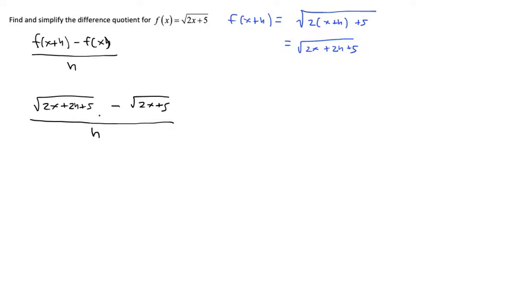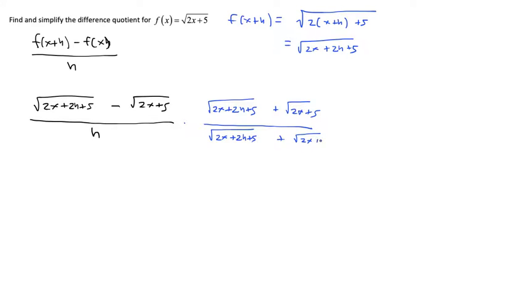Now, usually we rationalize the denominator. We don't want radicals in the denominator, so we rationalize. Okay, but in this case, wait a minute, there are no radicals in the denominator, but there are two radicals in the numerator. So in this case, what we actually do is rationalize the numerator. Okay, so we're going to multiply by the conjugate of this guy. So we're going to multiply by √(2x + 2h + 5), and instead of the minus here, it'll be plus √(2x + 5). And we're going to do that to both the numerator and the denominator.